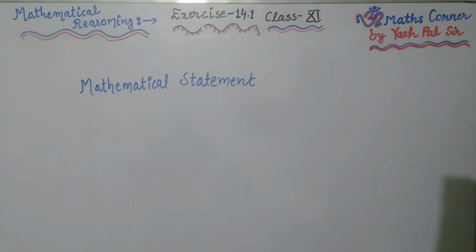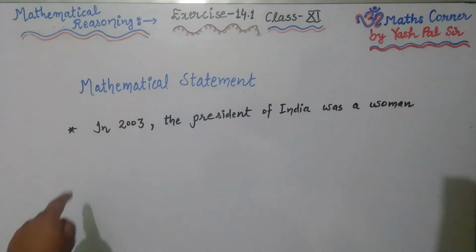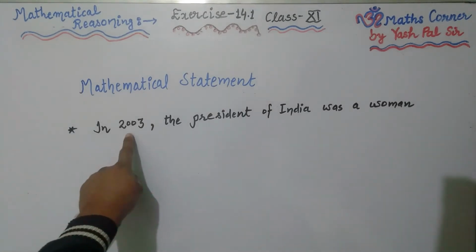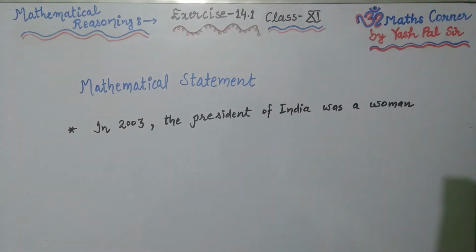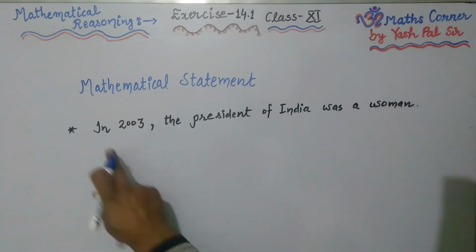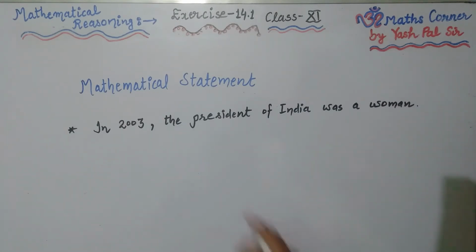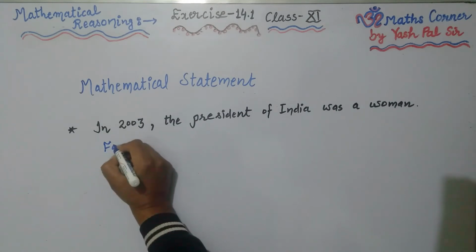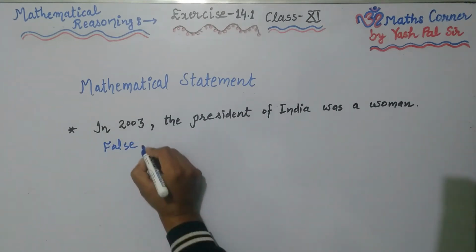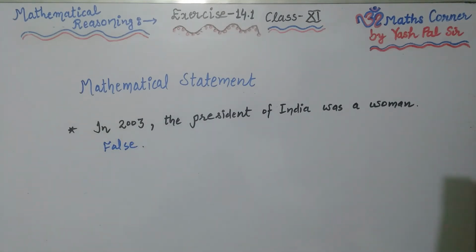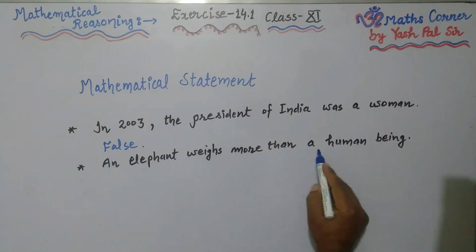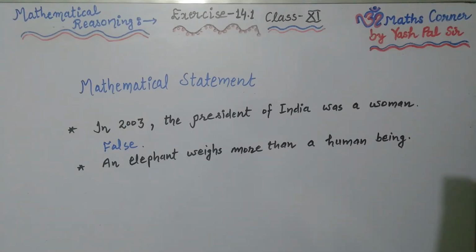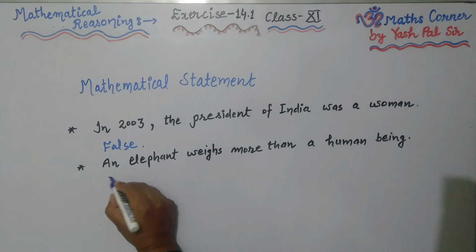Let us start with two sentences. The very first sentence is: in 2003, the President of India was a woman. What do you say about this English sentence? This is false. Now consider the second sentence: an elephant weighs more than a human being. What do you say about this? Of course, this is very much true.